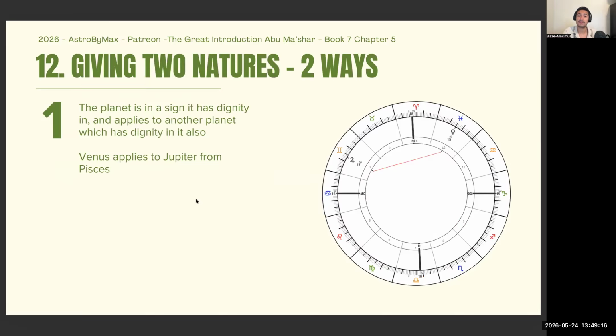And then there's also the giving of two natures here. So this can happen when a planet is in a sign it has dignity in, and it applies to another planet which it also has dignity in. So this is, for example, Venus in Pisces applying to Jupiter from Pisces. So it gives natures in two ways. It gives its kuwa and its tabia. It gives its kuwa because Venus is in Pisces, so it's exalted here, and it's applying to another planet. But it gives its tabia because the nature of Jupiter is hot and wet, and so this wetness is being brought over to Jupiter here, which is also the ruler of the sign.